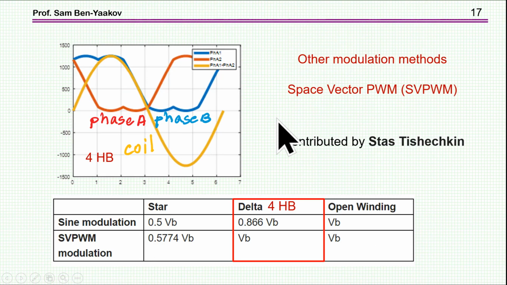To simplify the explanation and to make it more intuitive, I've demonstrated the method of the 4 half-bridge inverter in terms of the sinusoidal modulation scheme. However, there are many other modulation methods available, and one of them is the space vector PWM modulation, which is very useful in this particular case. Here we are showing the waveform related to the space vector PWM modulation. This plot as well as this table were prepared by Stas, and I am very grateful for his contribution on that.